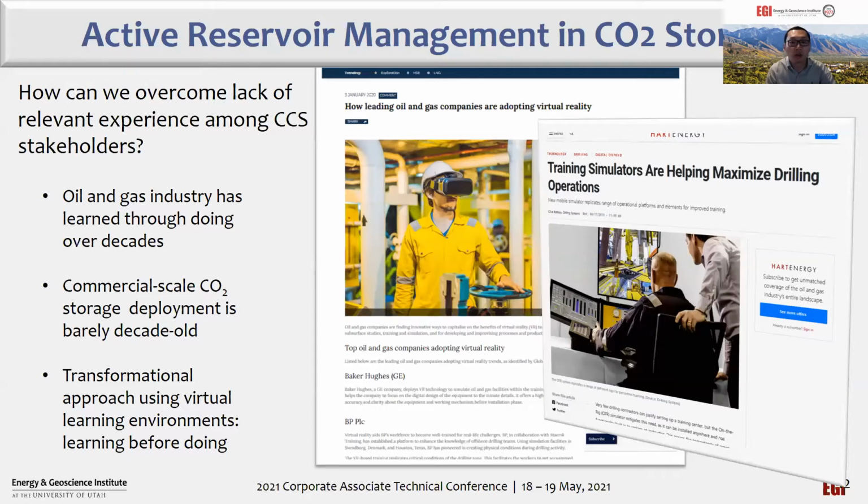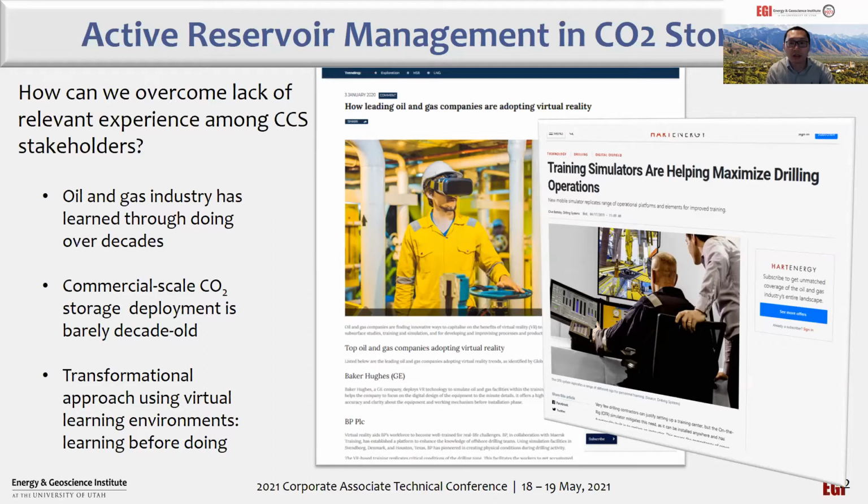The fundamental question we are trying to address here is how can we overcome the lack of relevant experience among CCS stakeholders? While the oil and gas industry has learned through doing over the past several decades, there are only a few commercial scale CO2 storage deployments worldwide.